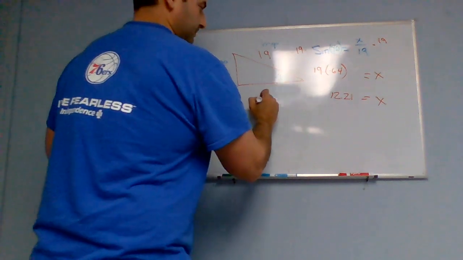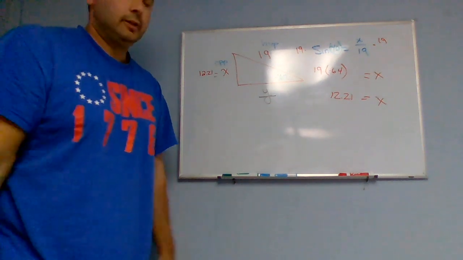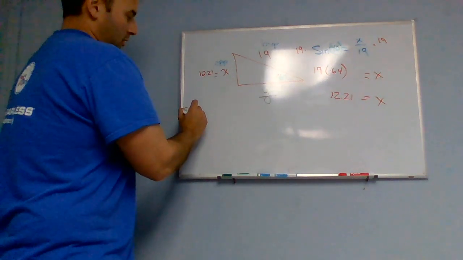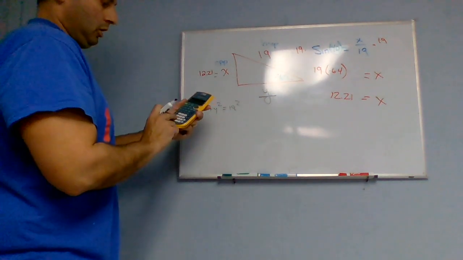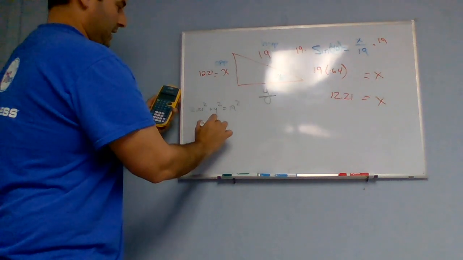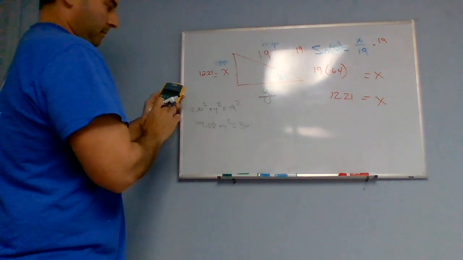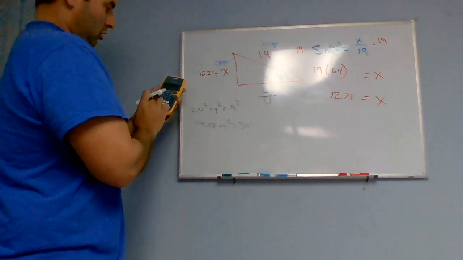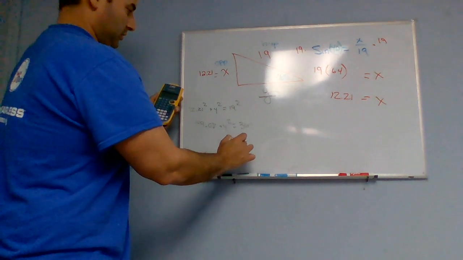Let's go down here. Call this y. How could I solve for y? You have a couple choices. Let's pretend we don't know trig. What would we do? Pythagorean theorem, correct? So I'd have 12.21 squared plus y squared is 19 squared. 12.21 times 12.21, 149.08 plus y squared is 361. 361 minus 149.08 is 211.92. Let's take the radical of that. Y is 14.56.